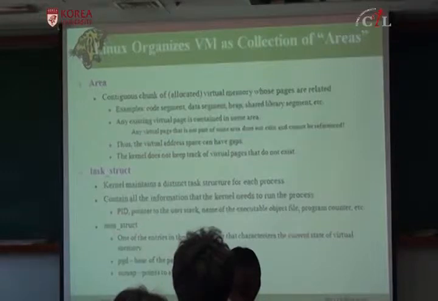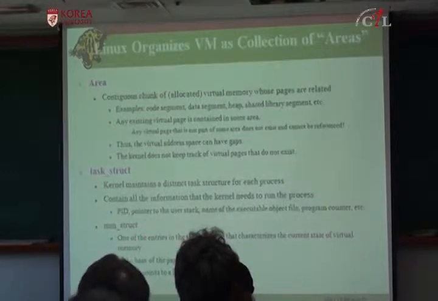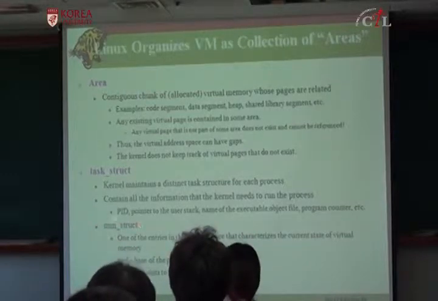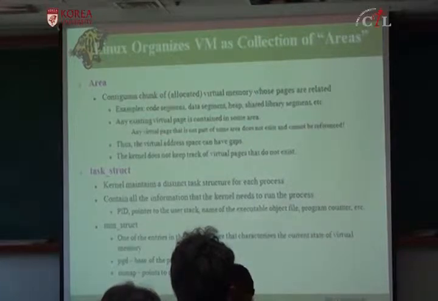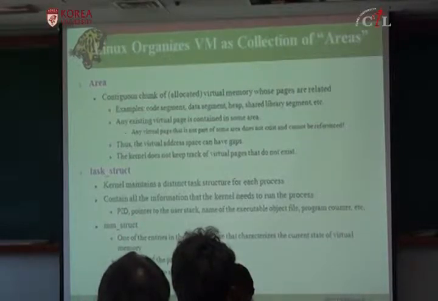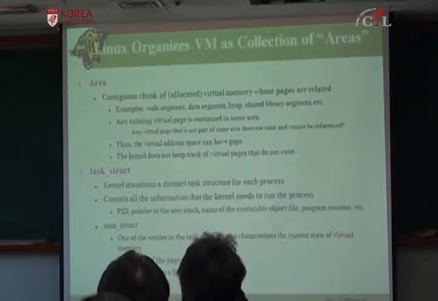And it also contains this main memory structure inside this task structure. So one of these entries in the task structure characterizes the current state of virtual memory. So this is some substructure in the task structure that's related with virtual memory. And in here it has the PGD, which is the base address of the page directory table. Remember, if you want to execute some process, you have to load the page directory first into the main memory, and this has a pointer to the page directory so that you can load the page directory into the main memory.